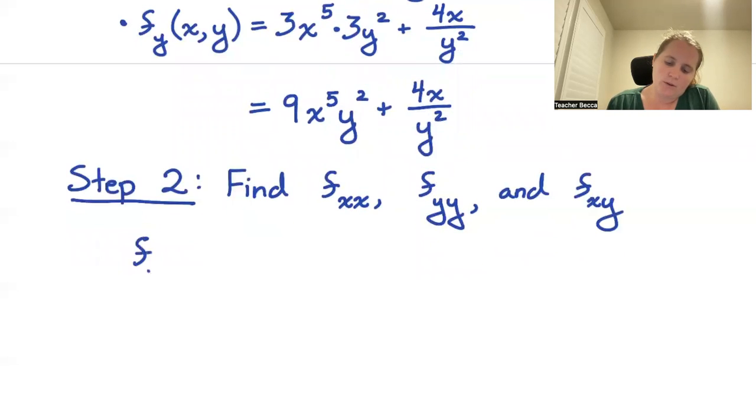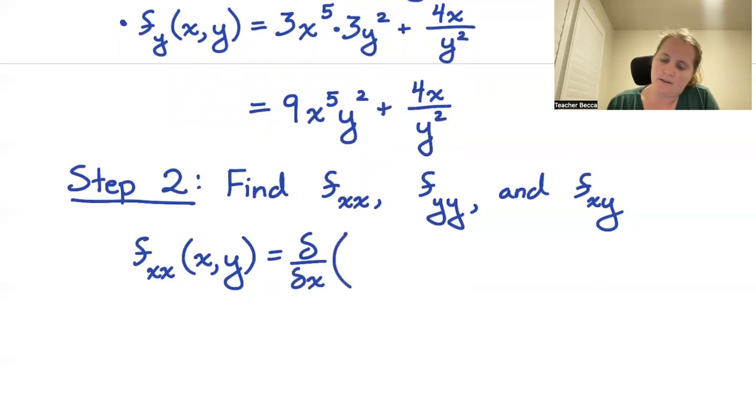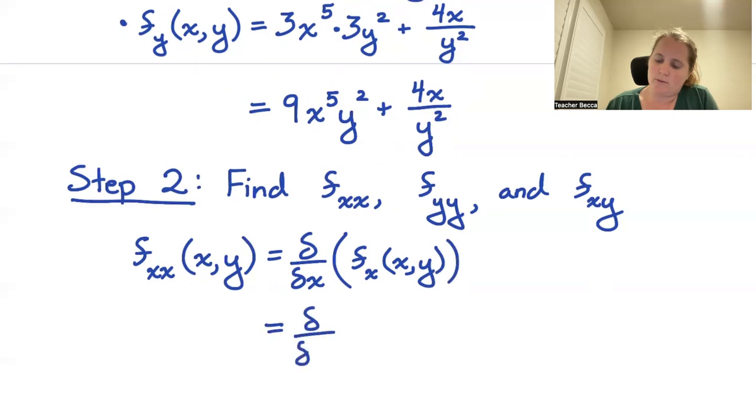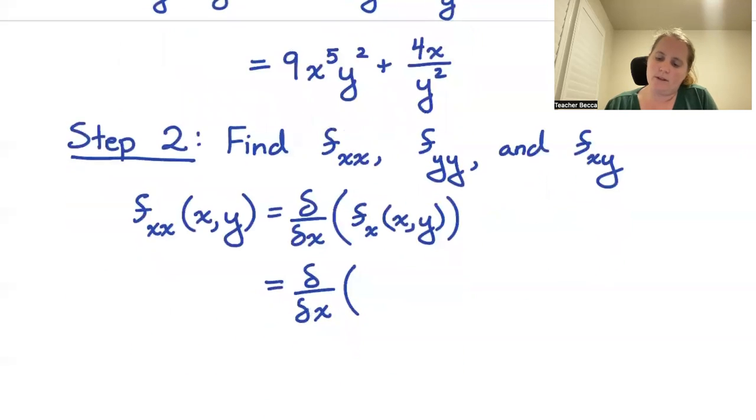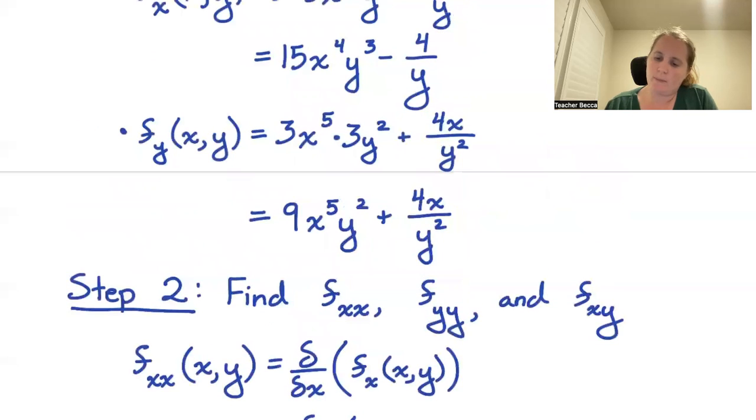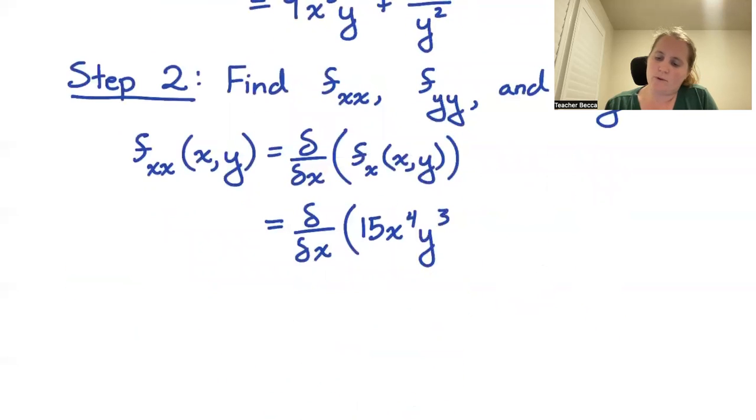So the second partial with respect to x: we take the partial derivative with respect to x of the first partial with respect to x of f. So we're looking at the partial derivative with respect to x of 15x to the 4th y cubed minus 4 over y.